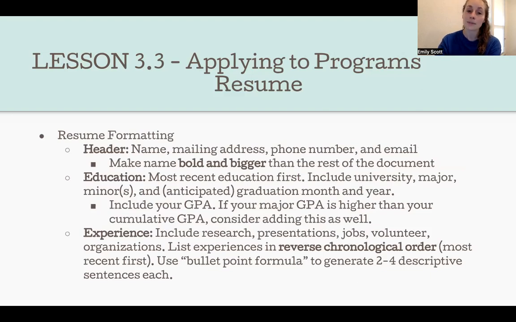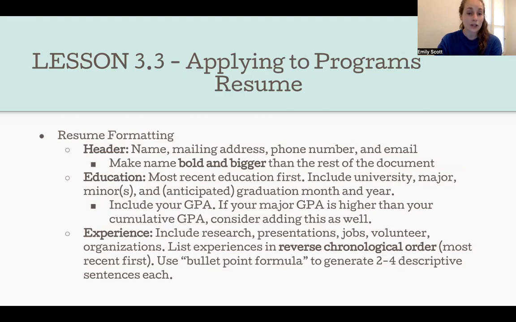General formatting. At the top of your resume, you're going to have a header. We'll go through a couple of examples where you'll see each of these formatting points. It includes name, mailing address, phone number, and email. You want to make your name big and bold just so that it stands out.